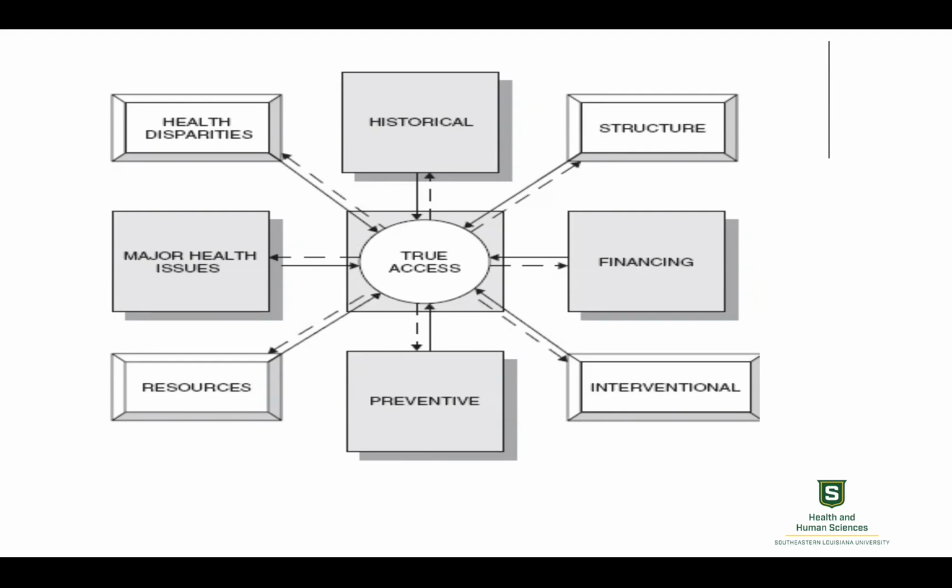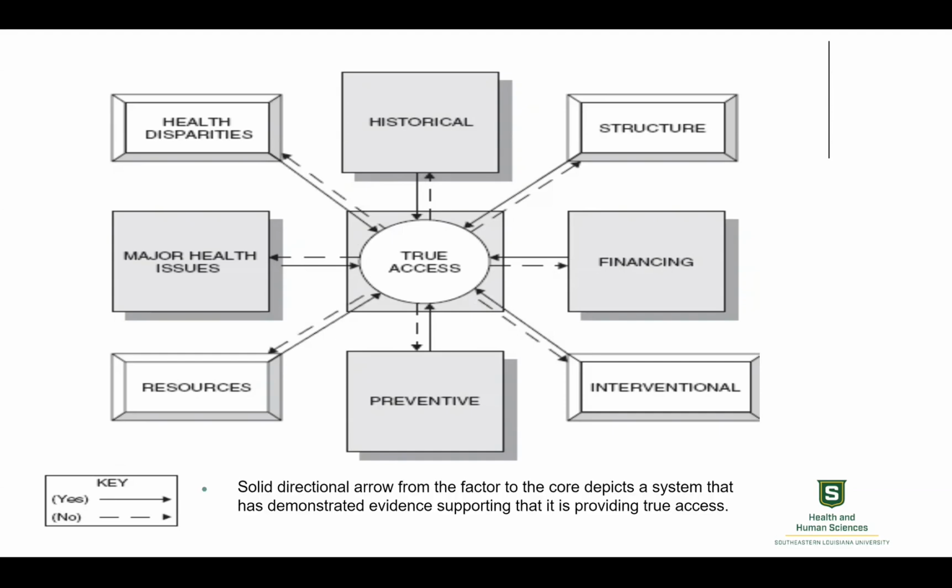You have historical, structure, financing, interventional, preventive, resources, major health issues, and health disparities. So to get a full sense of true access in this healthcare system, you have to look at all of these different pockets to get a good sense of what's going on in the healthcare system. So the key is showing a solid direction, showing a factor that depicts the core of the system and demonstrates evidence supporting whether this provides true service or not.